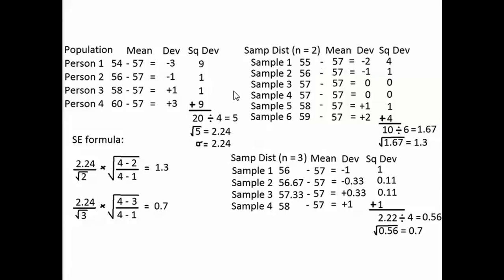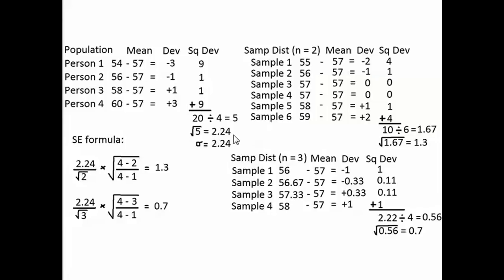Another way for me to find the standard error for the sample size of 2 would be to use the standard error formula. If I wanted to use the standard error formula, the first step would be to find the standard deviation of the population. I could find the standard deviation of the population by doing this work right here.